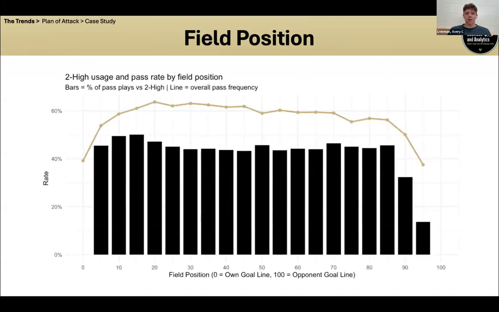Here, we're looking at field position. This helps us understand how on the opponent's goal line, the rate of pass plays, the rate of two high coverage, is going to inherently decrease because the likelihood of the ball being run is a lot higher on the goal line as you're going to hand it to the running back. You don't want to turn it over. That's really why the two high look is going to decrease.